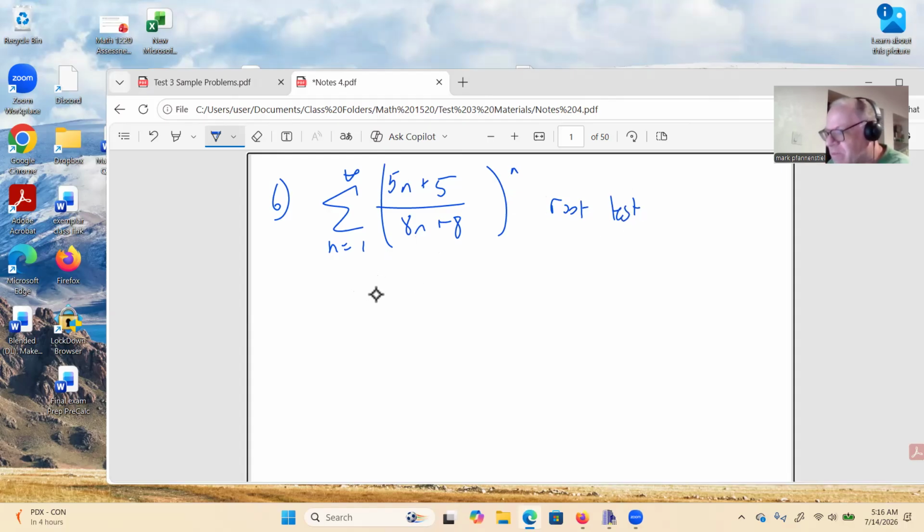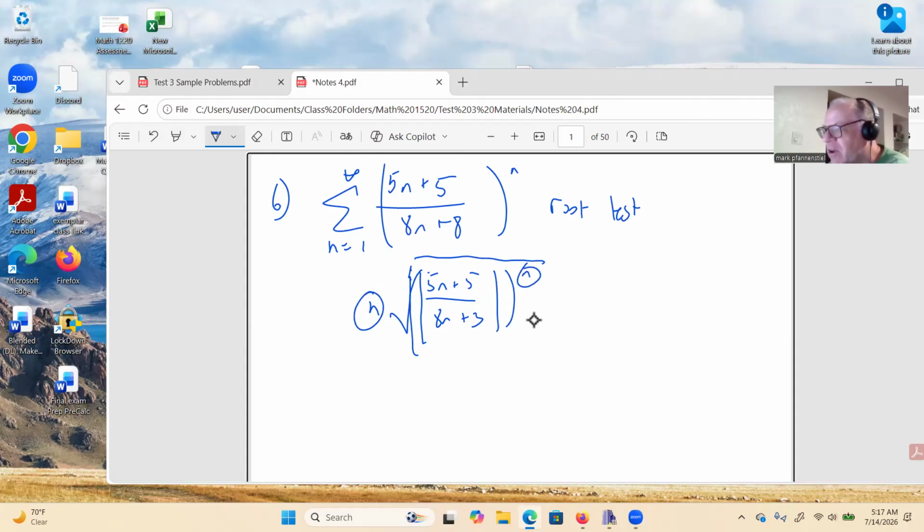The way the root test works is we're going to take the nth root of what's going on here. So this is 5n plus 5, all raised to the 8n plus 3. We actually need the absolute value of this, raised to the nth power here. And the root and the n that's to the power are going to cancel each other out. And then we're going to have to take our limit. So we're going to find out the limit of the a n's.